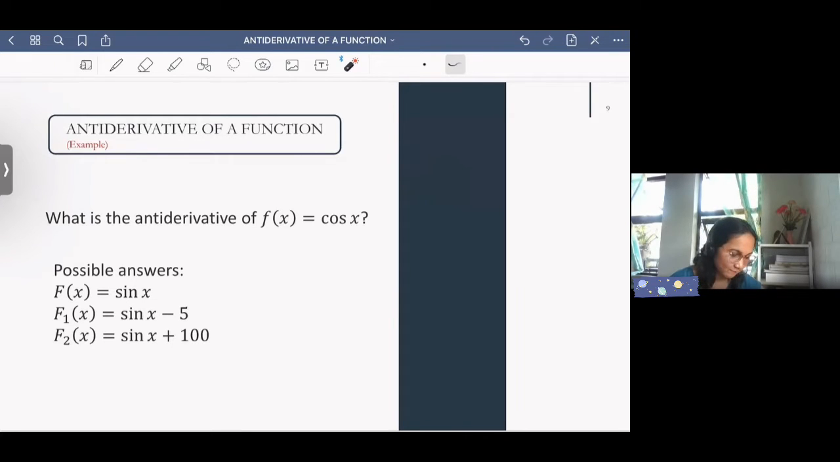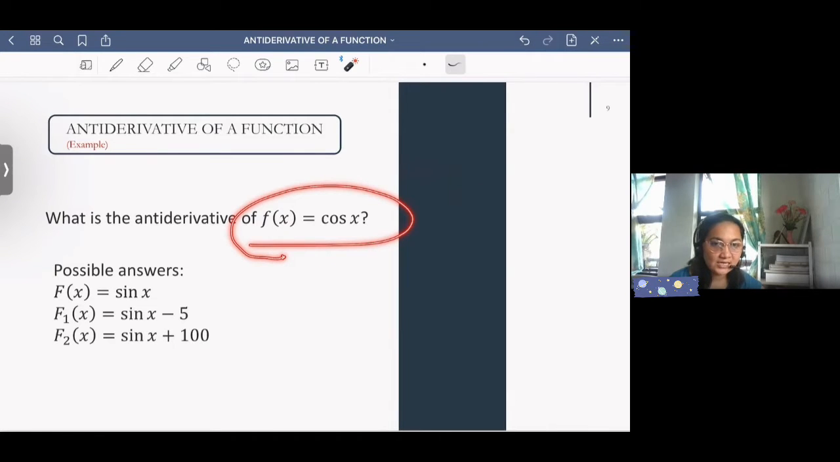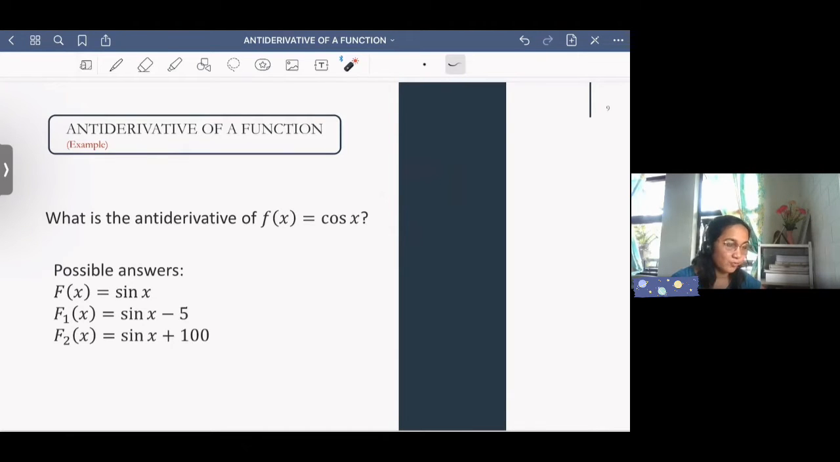So let's say, for example, we are asked to solve for the antiderivative of cosine x. In this illustration, we have three possible answers. We have the uppercase F of x equals sine x, because the derivative of sine x is cosine x. We also have F sub 1 of x, which is equal to sine x minus 5, because the derivative of sine x is equal to cosine x, and then the derivative of negative 5 is 0.